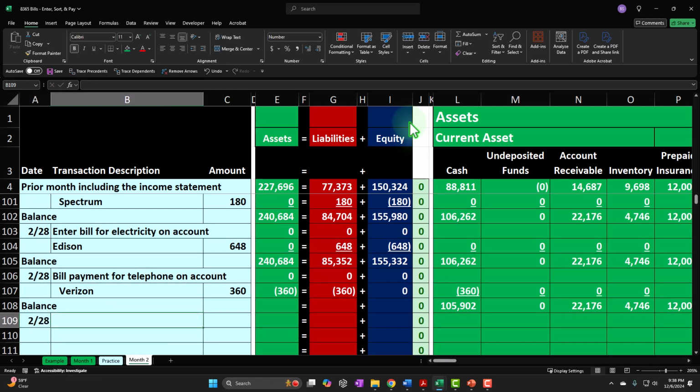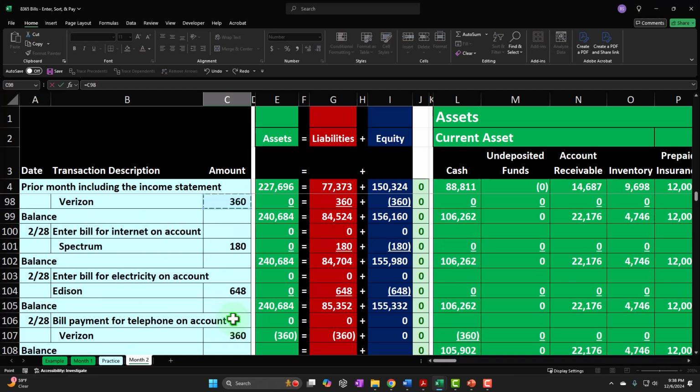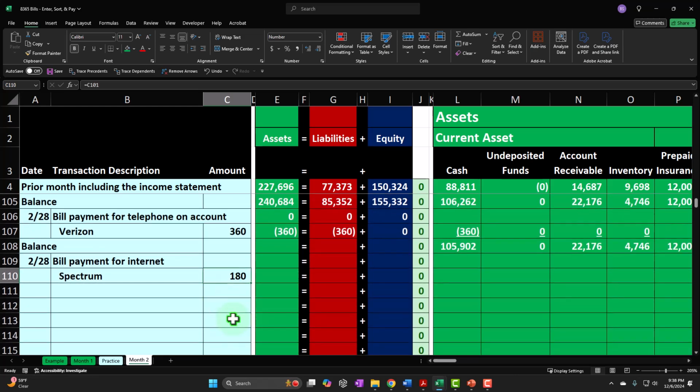So we're going to say we have a bill payment for the internet, and this was Spectrum. So now we sorted through our payments that we have to pay, and we're going to pay off Spectrum now. So now we're going to say that one was for 180.